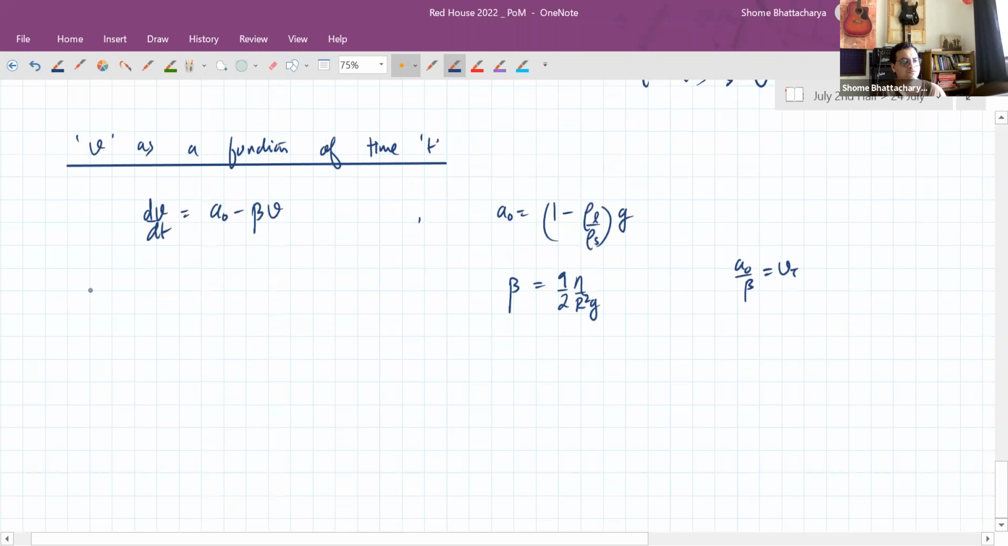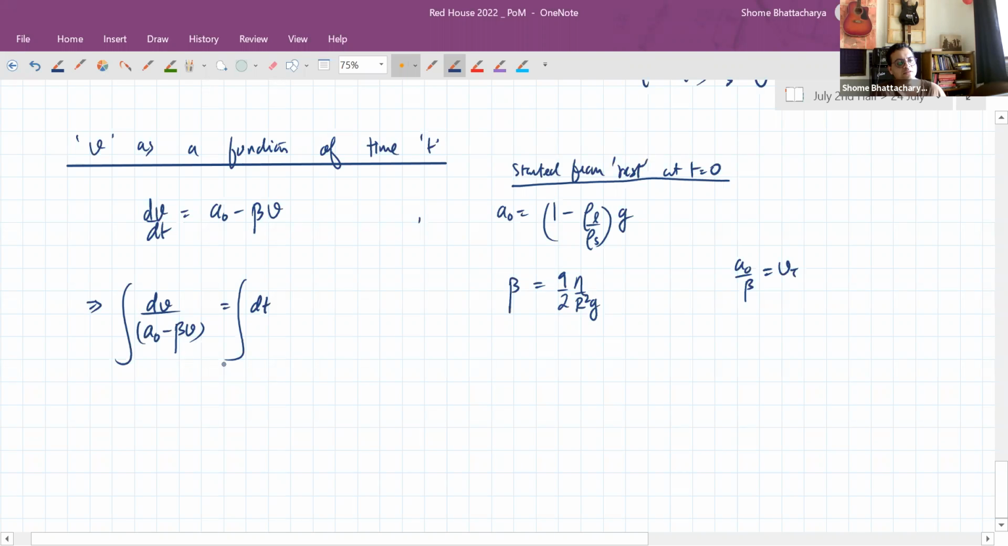So this now has to be solved as a function of time. I mean, this has to be integrated to solve v as a function of time. So we'll integrate this, and also it started from rest. So we can solve the integral on both sides by taking limits initial condition to instantaneous velocity as the upper limit. So this will give us minus 1 by beta, natural log of a naught minus beta v, on this, the limits v equal to 0 to v equal to v. On the other side, t limit 0 to t.